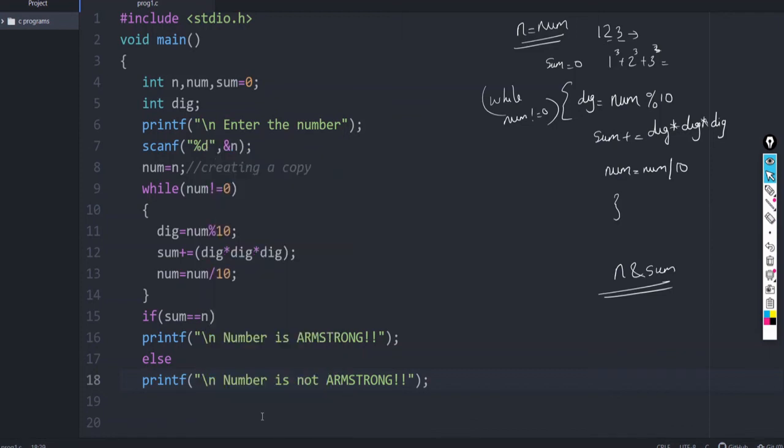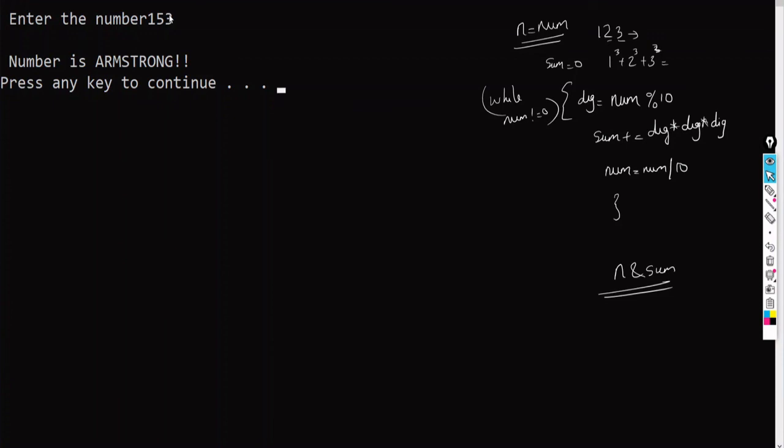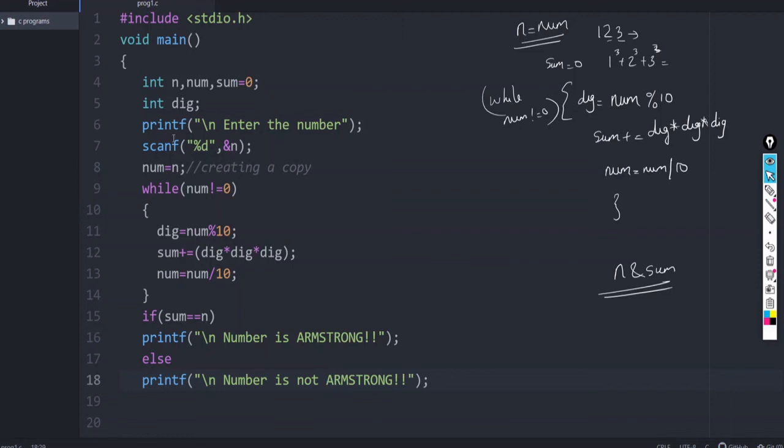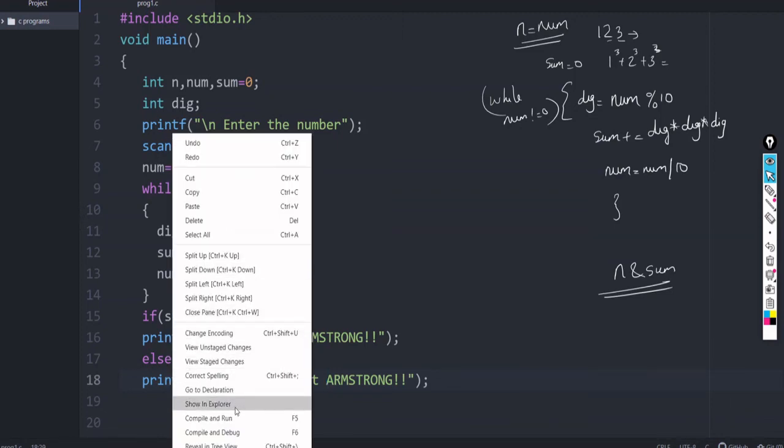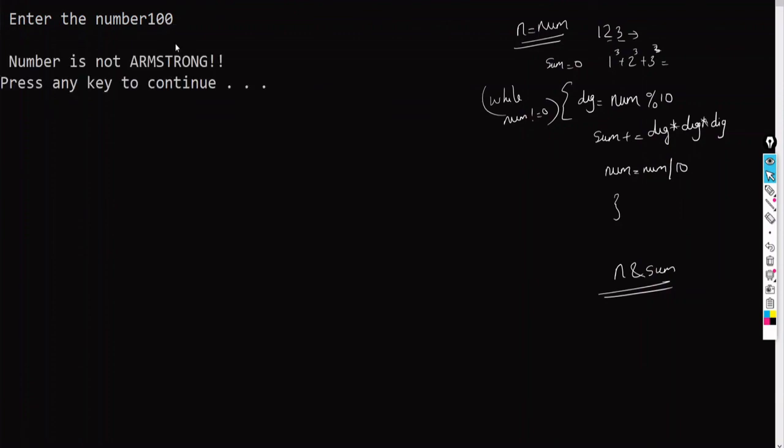You know that 153 is an example for an Armstrong number. So let's give 153. You got number is Armstrong, because 3 cube is 27, then 27 plus 125 plus 1, you will be getting 153. You can check that. So 153 is an example for an Armstrong number. Now let's take another example which is not Armstrong. Any other number you can take, say 100, because the cube sum of 100 is 1, and 1 is not equal to 100. So it is not an Armstrong. Number is not Armstrong.